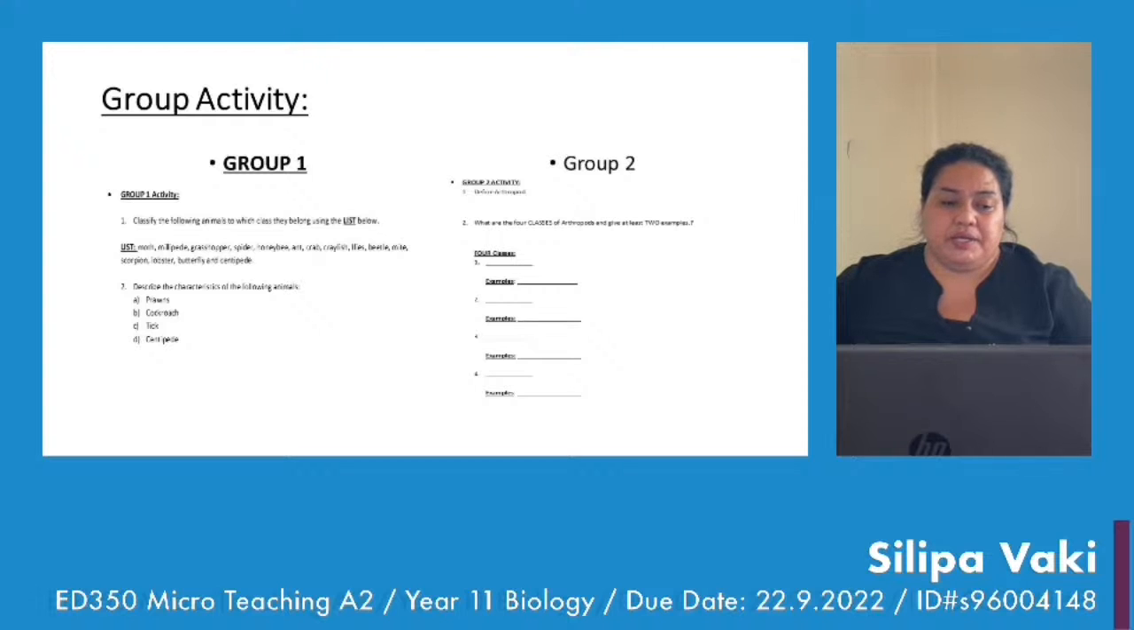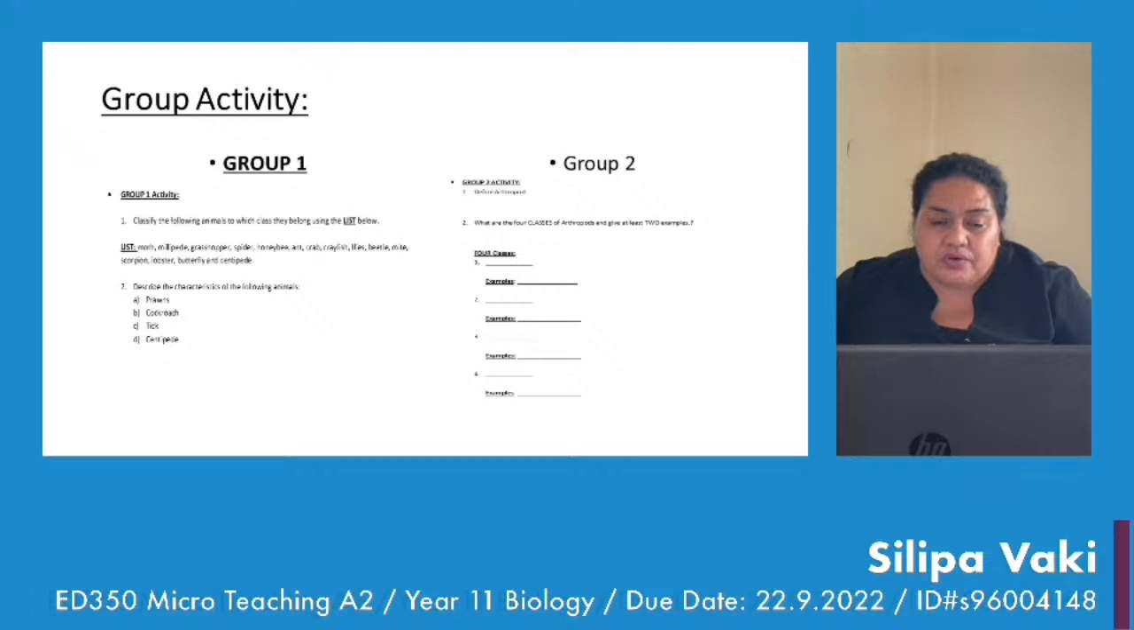Okay, group 1, can you report what you have done? Everyone be quiet and listen. Question 1, you have to classify which class each animal from the list belongs to. The insects: moths, grasshopper, honeybee, ant, flies, beetle, and butterfly. Very good.